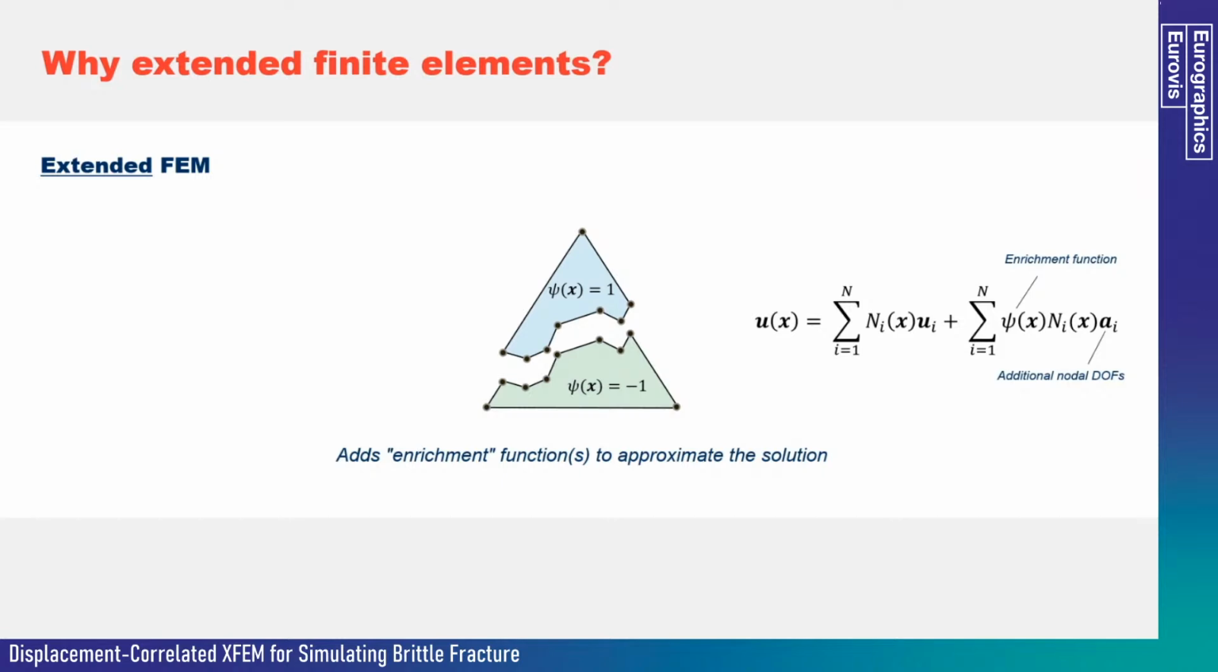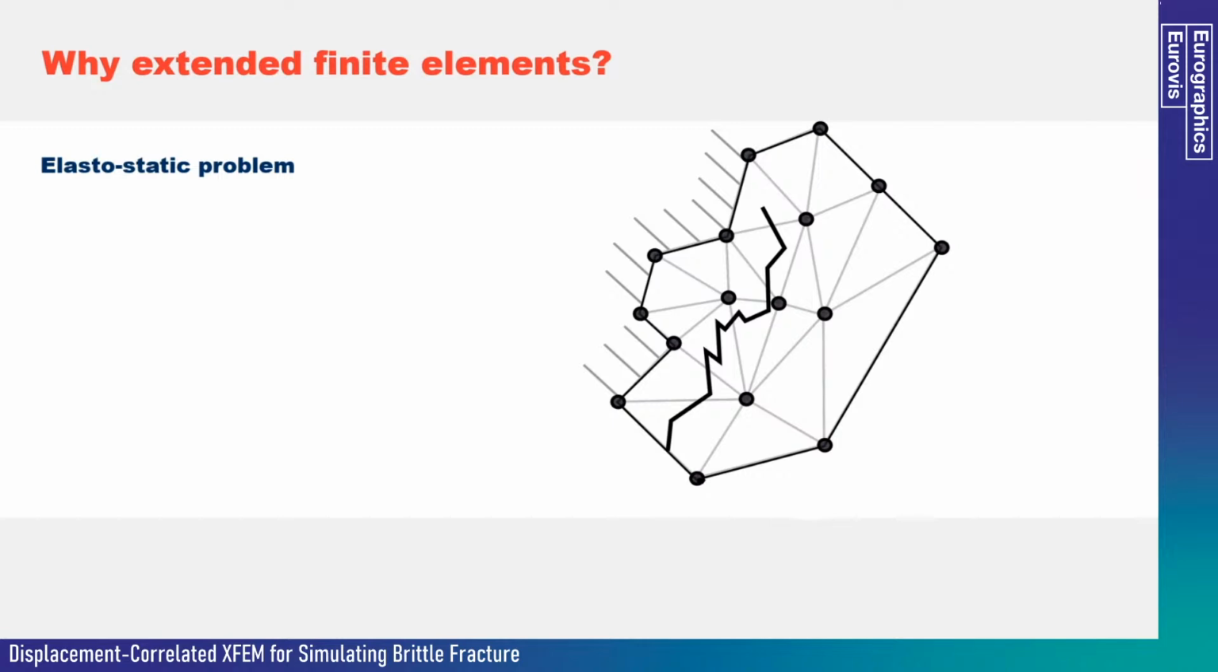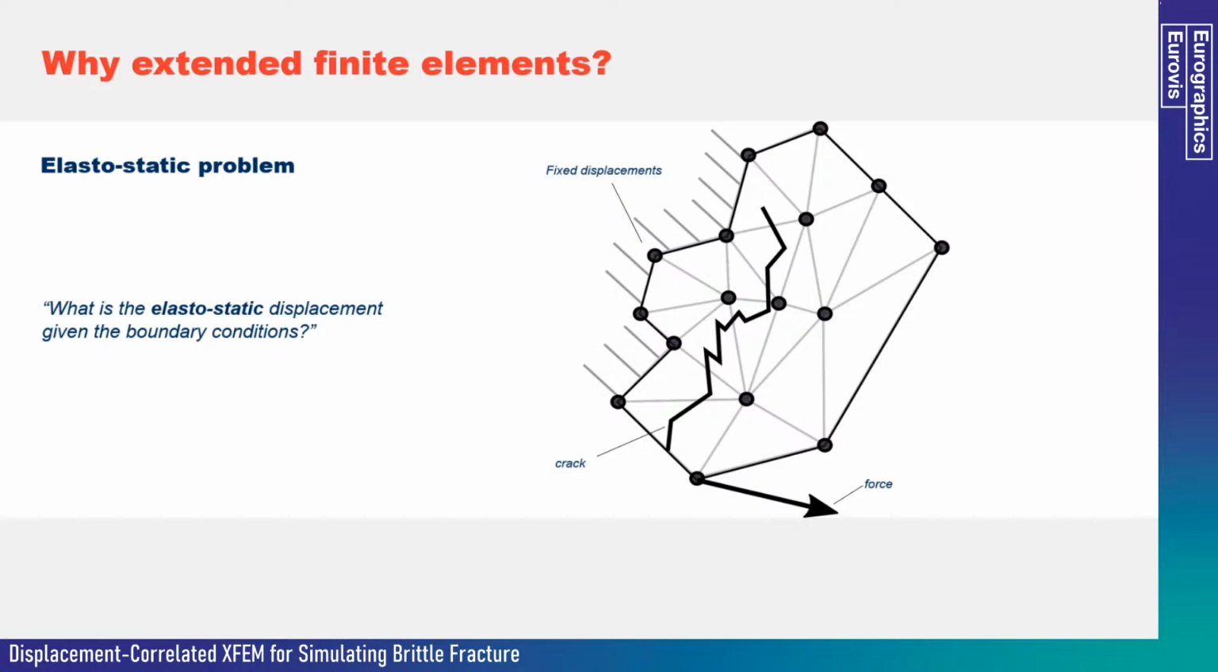Thus, XFEM allows the crack to be arbitrarily aligned within the mesh due to its enrichment capabilities. So then, to elaborate on the numerical problem presented by XFEM, what I'm going to do is take this object that we have here with a displacement boundary condition on the left-hand side, and then also a crack that is in the middle. And then we also have some Neumann boundary conditions at the bottom vertex. And we basically want to ask ourselves, what is the elastostatic displacement given these boundary conditions?